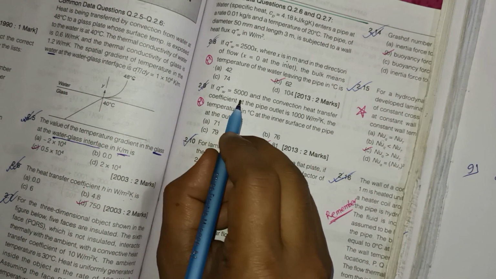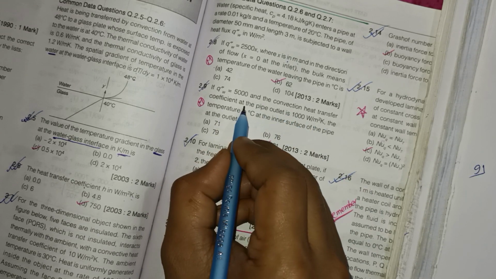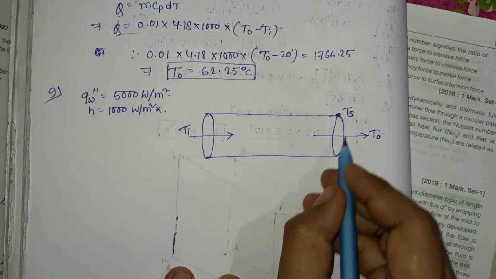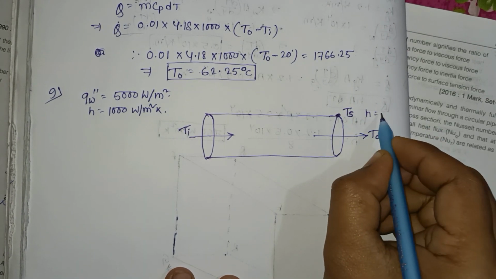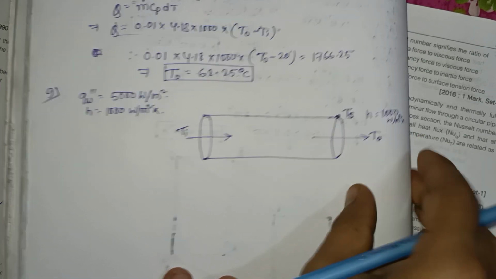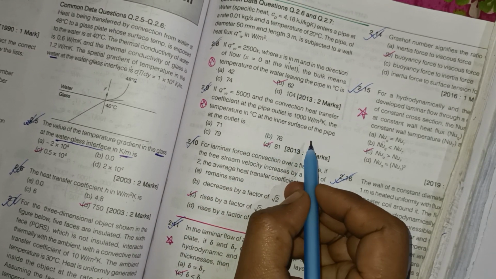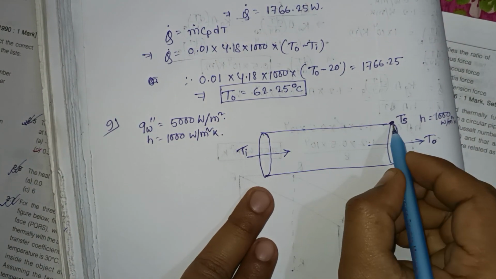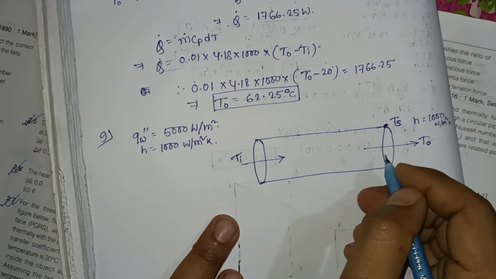So what is given? QW double dash is equal to 5000, and the convection heat transfer coefficient at the pipe outlet, H is given, that is 1000 watt per meter square Kelvin. The temperature in degree Celsius at the inner surface of the pipe at the outlet. So you have to find out the temperature of the inner surface of the pipe. Okay, Ts, you have to find out this value Ts.